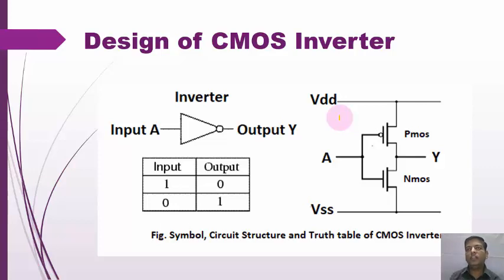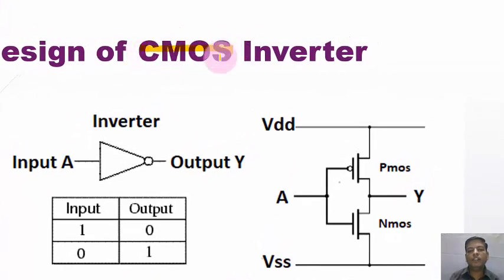Already in last year's power electronics subject we studied PMOS and NMOS. So everyone knows the PMOS transistor and NMOS transistor, the P MOSFET and N MOSFET. The combination of PMOS and NMOS forms a CMOS structure. So to design a CMOS inverter, we always have to keep one thing in mind.